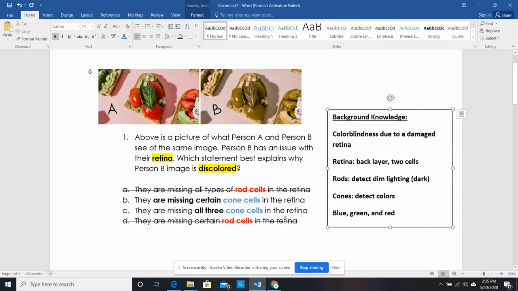So using that information, I can eliminate answer choice C because the image is not completely black and white. Therefore, there are some cone cells that person B has. They're just missing some of the colored cone cells because they can't see certain wavelengths of light.